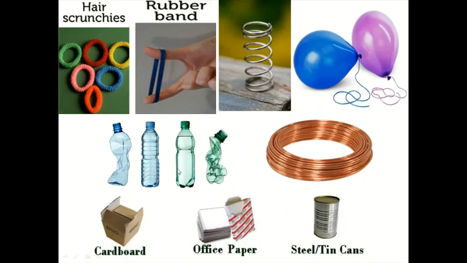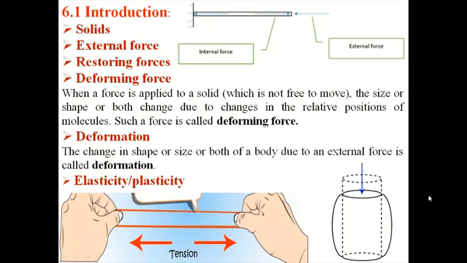But in the case of a bottle, when we twist the bottle, it won't take its original shape. And bending a copper wire, it won't take its original size and shape. So now how can we know these properties? Actually, we will study this in this chapter, where the first point comes to the solids.